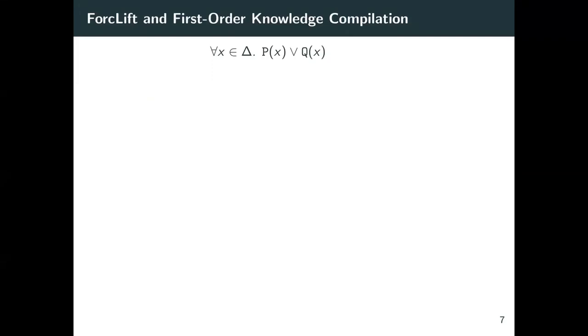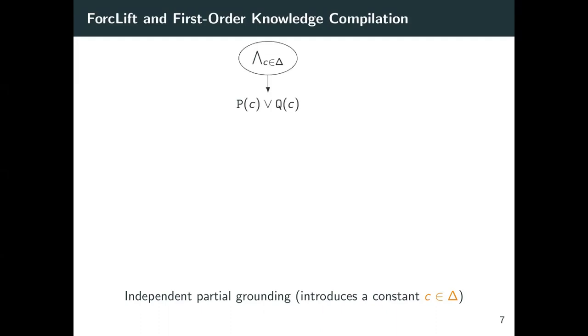Let's take the same formula as we had before and consider how first order knowledge compilation can find the answer to the model count of this formula. First, we can notice that whatever decision we make for one element of delta has no effect on any other element of delta. So we can use this independent partial grounding rule to replace this variable with a constant and just reason about this simpler formula.